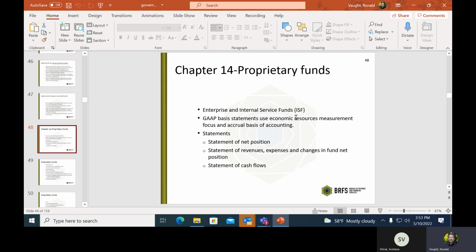GAAP basis statements use economic resources measurement focus and accrual basis of accounting. Statements are the statement of net position. We've got a statement of revenues, expenses, and changes in fund net position. Then we have cash flows.